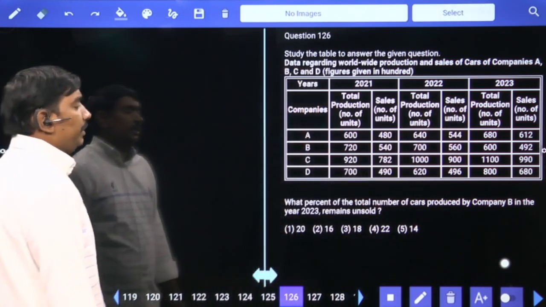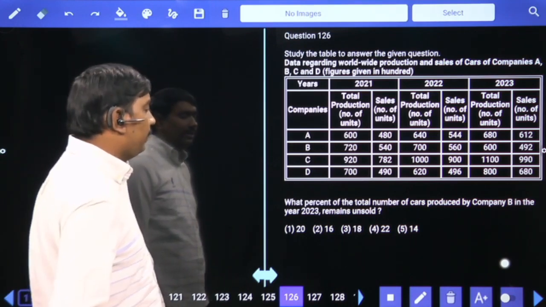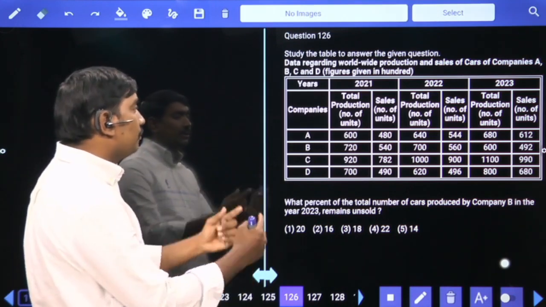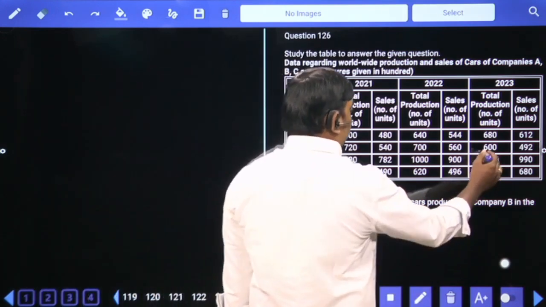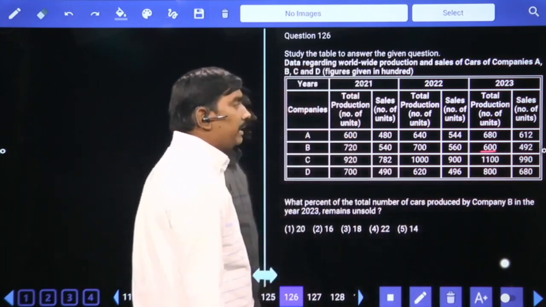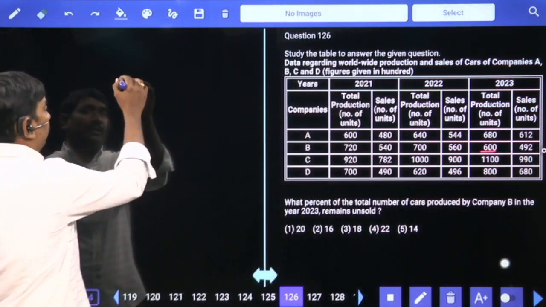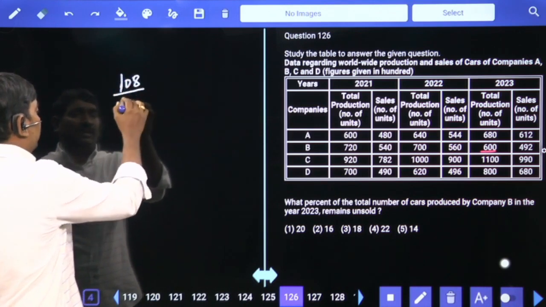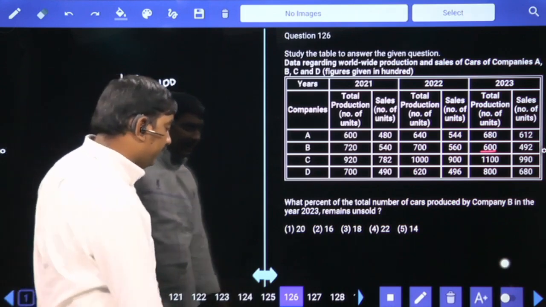What percentage of the total number of cars produced by company B in the year 2023 remains unsold? See, in 2023 company B produces 600. Out of 600, 492 sold out. Unsold are 108. So 108 is what percent of 600? It means 18%.